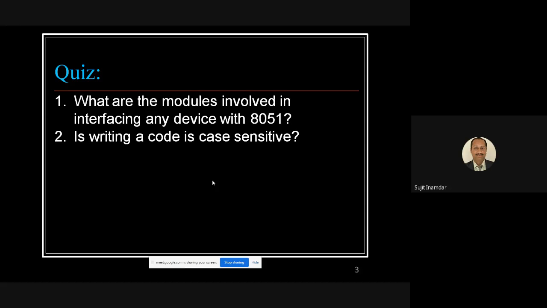So only 3 members have given the answer for the second. Okay, let us go with that only. The others, I hope they don't want to share with the others.